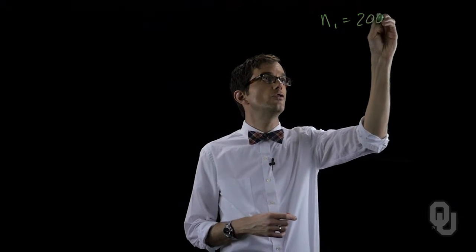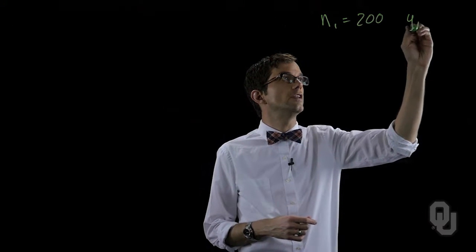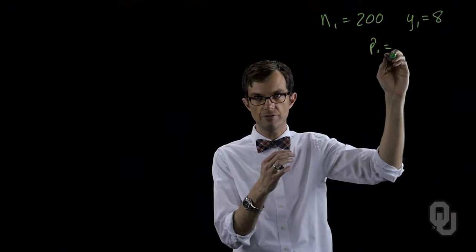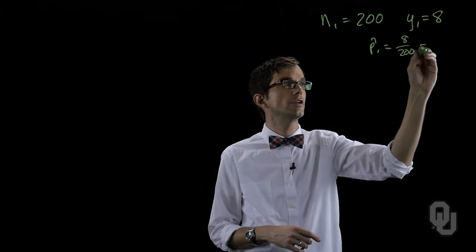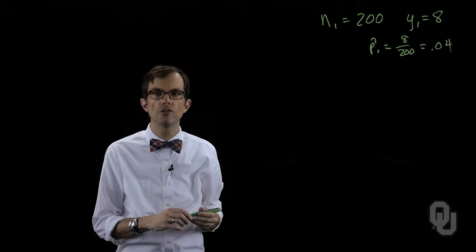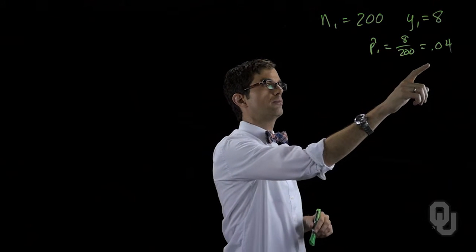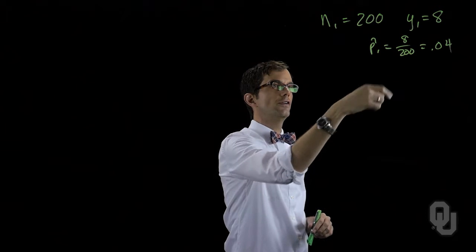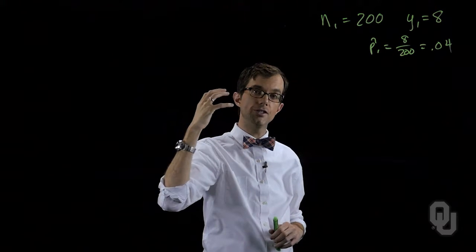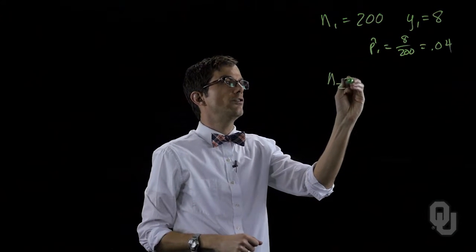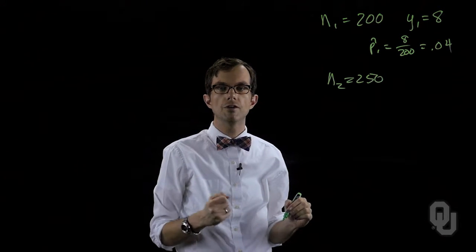So from population 1, Supplier 1, we have a sample of 200 chips. We found the number of successes to be 8. Therefore, P1 hat, the proportion of successes, is 8 over 200, which is 0.04. Okay, so what is our estimate for the proportion of defective units from Supplier 1 in general? Our estimate is 0.04.